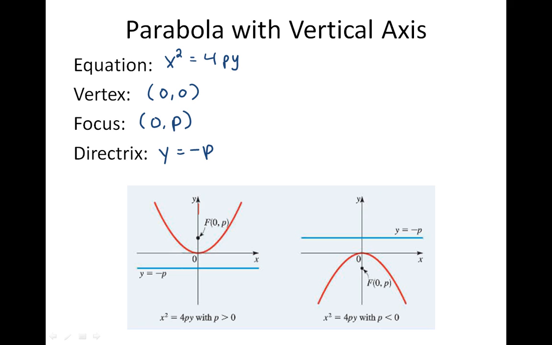Now notice if your parabola is opening up, like in the first graph, p is greater than 0. And if your parabola is opening down, p is less than 0. And I'll show you examples of both of those next. So let's go ahead and look at those.